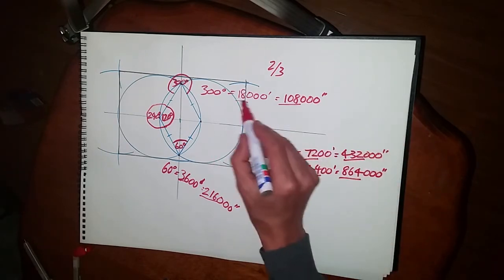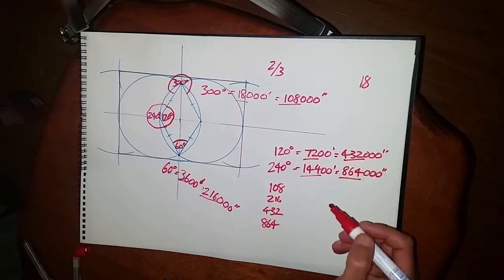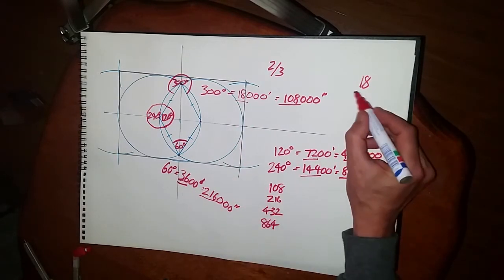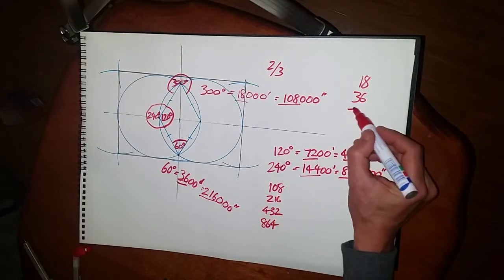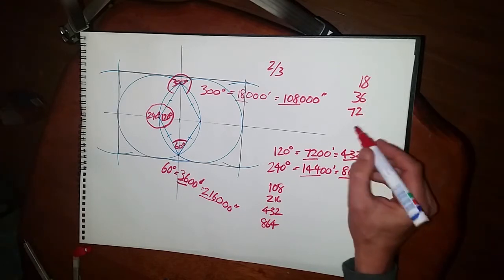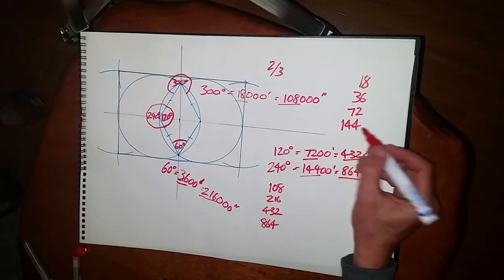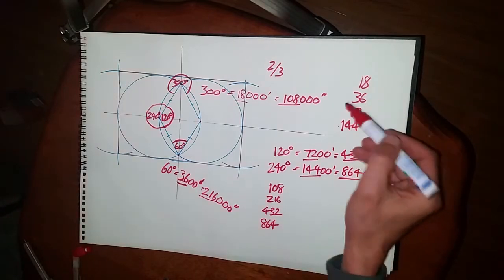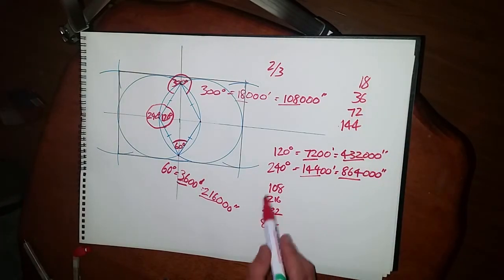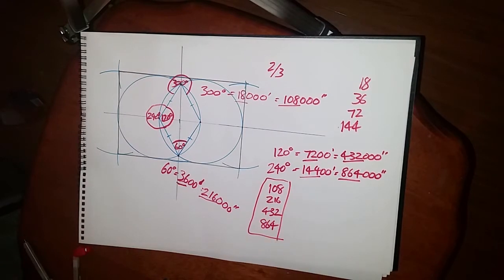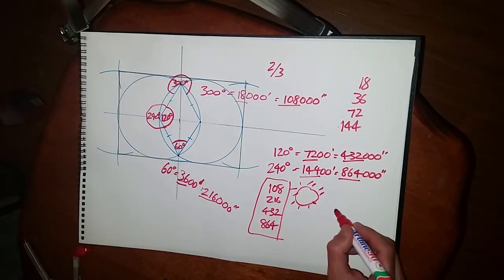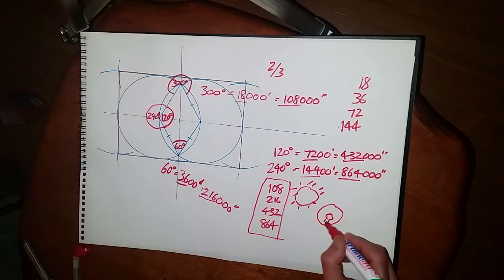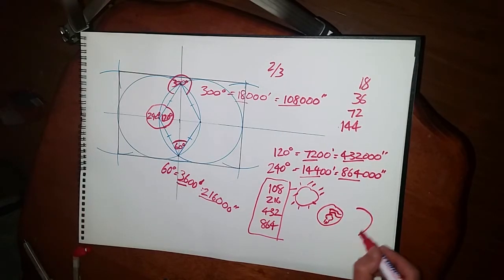And if you were to do the same, so 18, 36, 18 times 2 is 36, 36 times 2 is 72, and 72. Each one of these is very cool, very specific, but just for this video, I'm just going to be focusing on these four numbers here and how they apply especially to Sun, Earth, and the Moon.